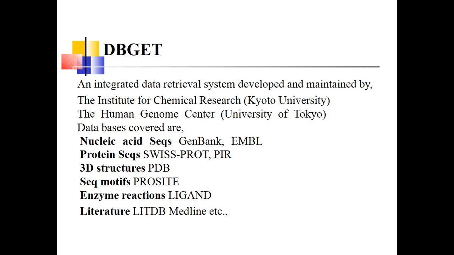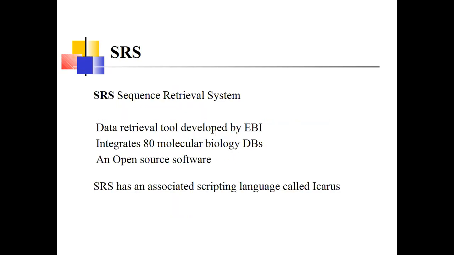Similarly, this database search also covers specific sections. For nucleic acid sequences, GenBank and EMBL are connected. For protein sequences, SwissProt and PIR. For three-dimensional structures, PDB is available, the most reliable database considered for three-dimensional structures. For sequence motifs, the PROSITE tool is available. For enzyme reactions, LIGAND is available, and for literature, LITDB and Medline are available.